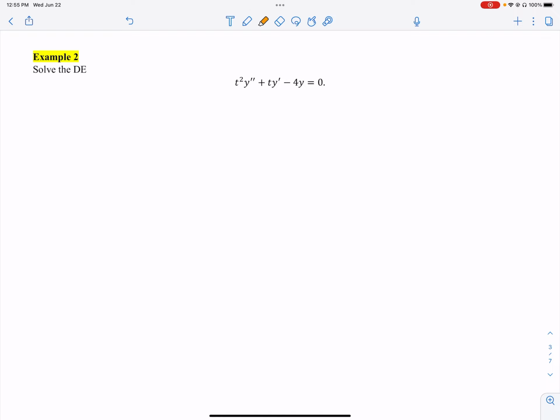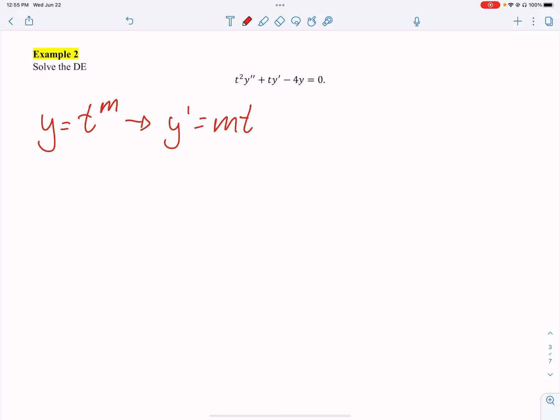All right, let's take this one. You should verify that it's Cauchy-Euler. It is linear because of the y's. And then I have t squared, t to the first, no t. So I'm going to make my guess to be t to the m. That tells me y prime is m t to the m minus 1. And then y double prime is going to be m squared minus m, that's bringing m minus 1 down and multiplying by it, and then I bring down my exponent by 1.